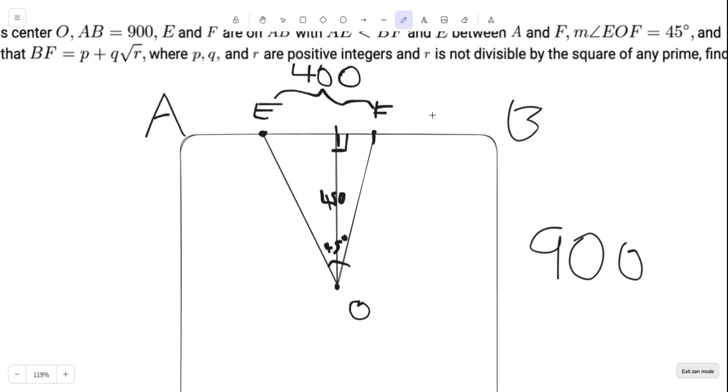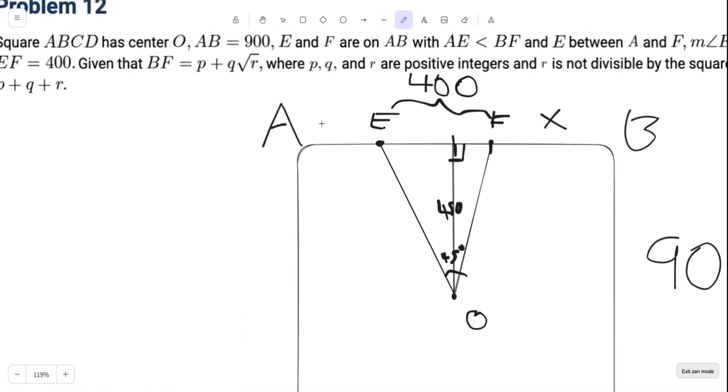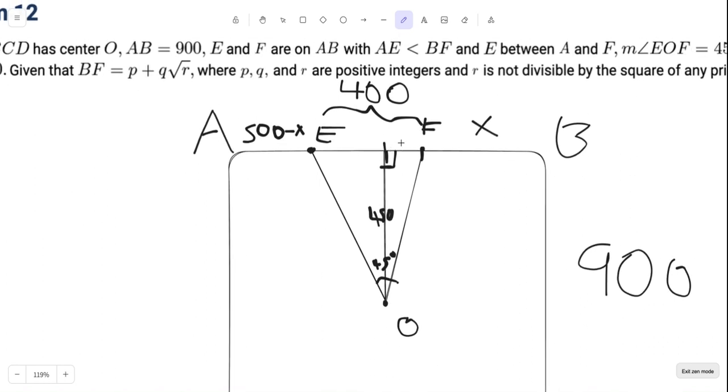We can let BF be x, and then we would have 500 minus x on this side. So that adds up to 900. We have to find the length of BF.